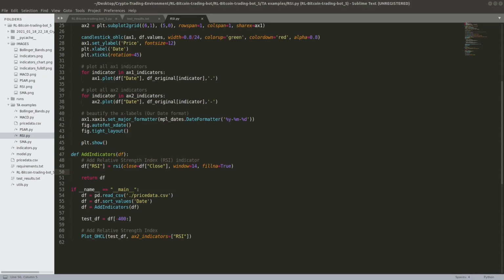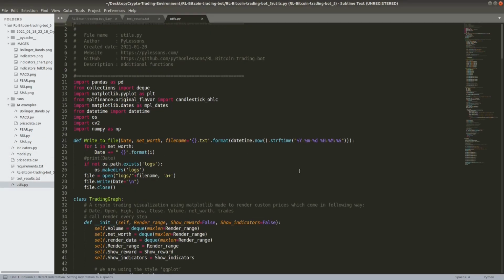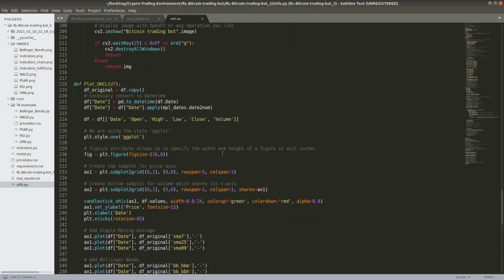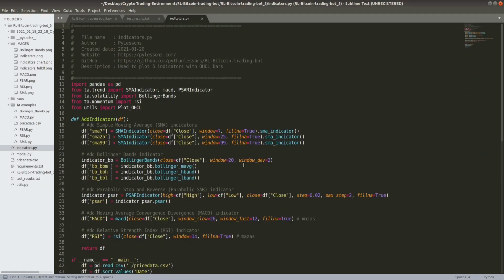But before doing that, let's look at how our indicators look when they are all plotted into one chart. To plot this graph, I wrote a new function called plot OHCL, and I inserted it into our utils script folder, and at the end you can find this function. But for the main plotting I wrote another script called indicator spy. So here it is, indicator spy, that we might use to plot all our indicators into one plot with OHCL bars.